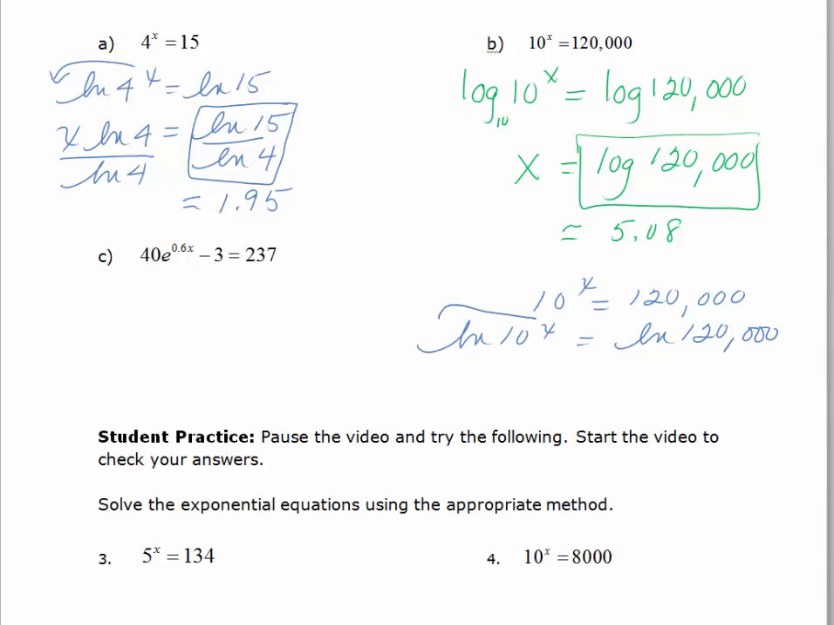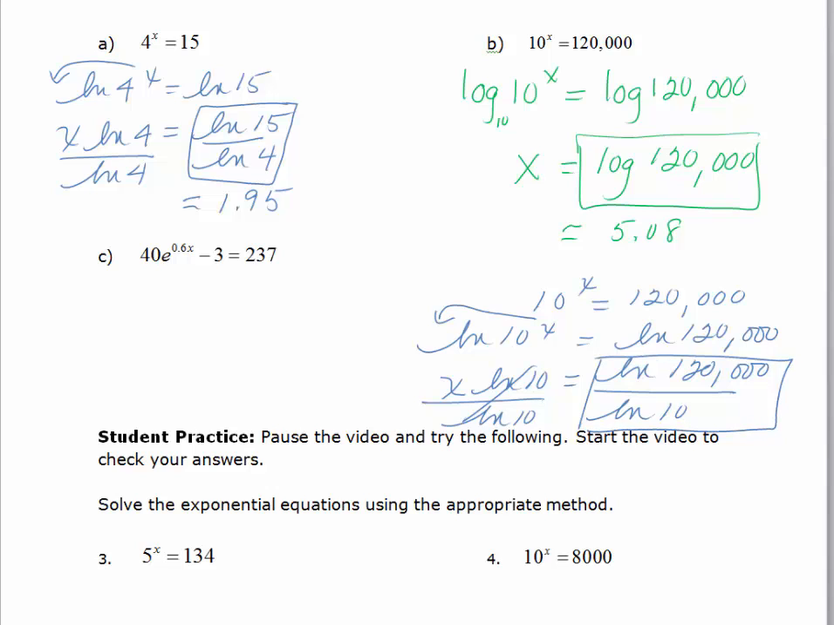This brings the x down. Okay, so I get x times the natural log of 10 equals the natural log of 120,000. Divide each side by the natural log of 10. And so this cancels. x is equal to, this is another exact value, the natural log of 120,000 divided by the natural log of 10.